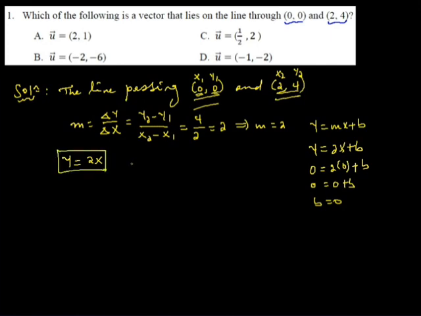So every point on this line will have this form (k, 2k). Let me give some values for x. If x is given by a certain number k, where k is an element of the real numbers, the value of y becomes 2 times x, which is 2k. Therefore, every point on this line will have this form. (k, 2k) is a point on the line.